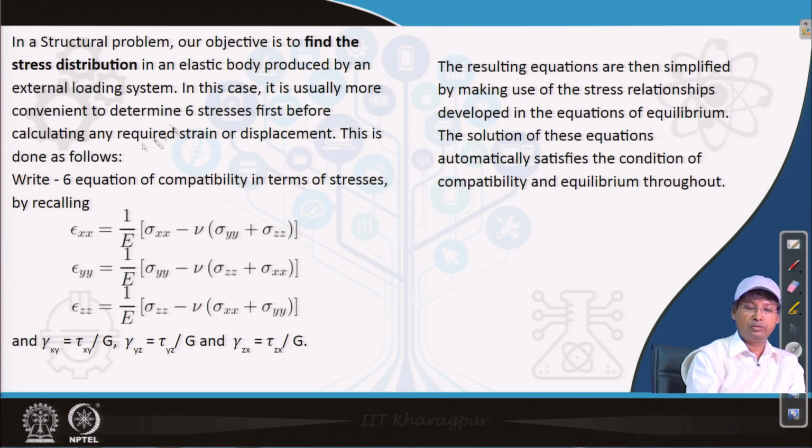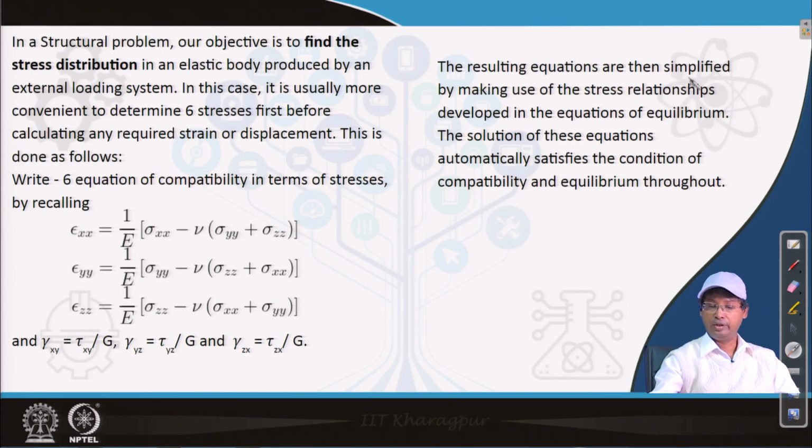In the second approach, to find the stresses first, we need to write the compatibility in terms of stresses. That is what we will try to do. To do that, we first recall the equations of stress and strain, the 6 equations we have. The resulting equations are then simplified by making use of the stress relationships developed in the equation of equilibrium. The solution of these equations automatically satisfies the condition of compatibility and equilibrium throughout.